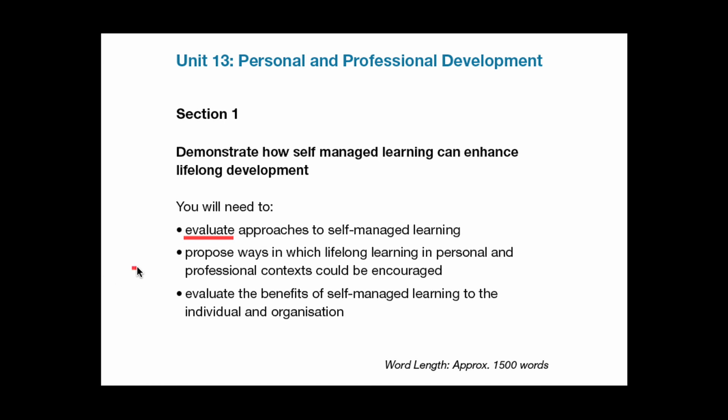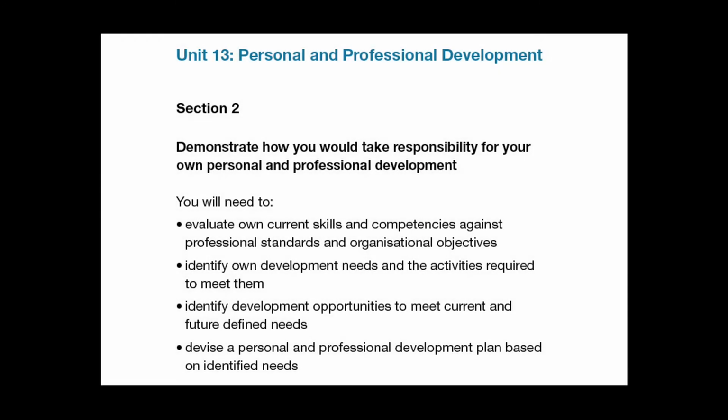Bullet point 2 is about encouraging personal and professional development, and you could look at this in two ways. I think first of all, you could look at how your own lifelong learning could be encouraged and facilitated, but you could also look at how, as a manager, you could encourage lifelong learning in other people, either people that you manage or people that you work with. And finally, bullet point 3, here again you need to make an evaluation with reference to both individual and organisational benefits.